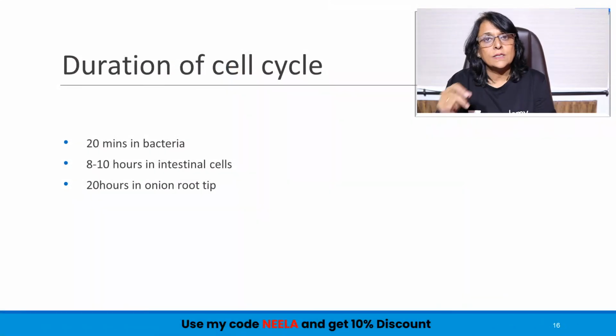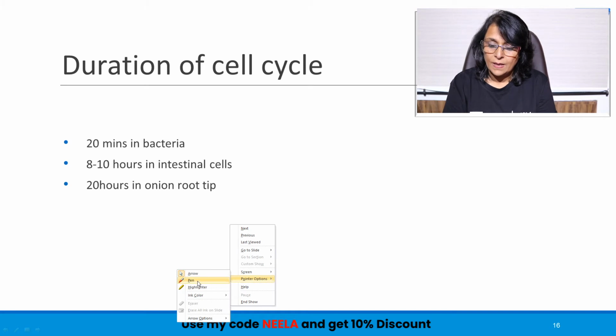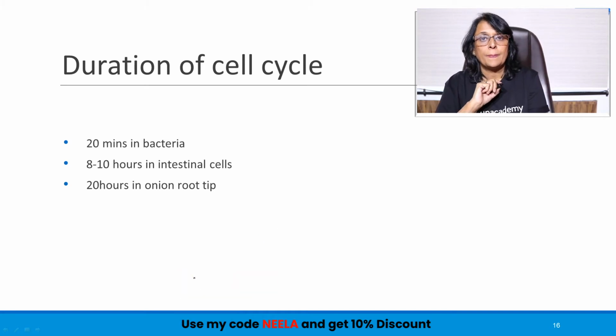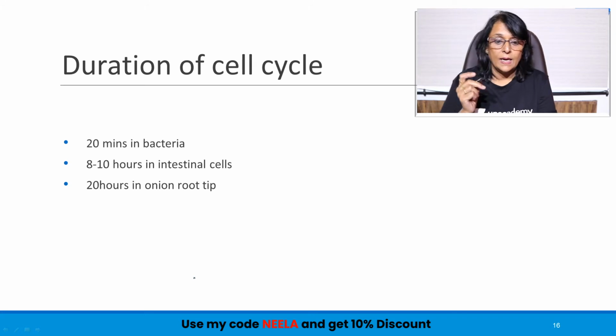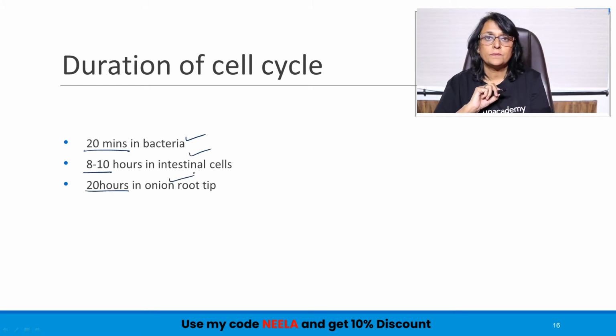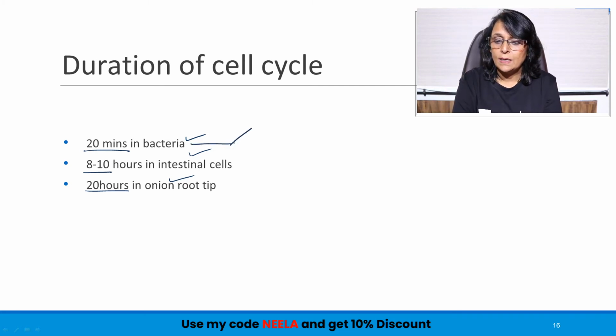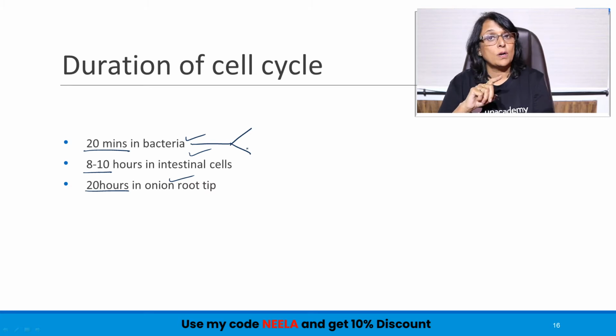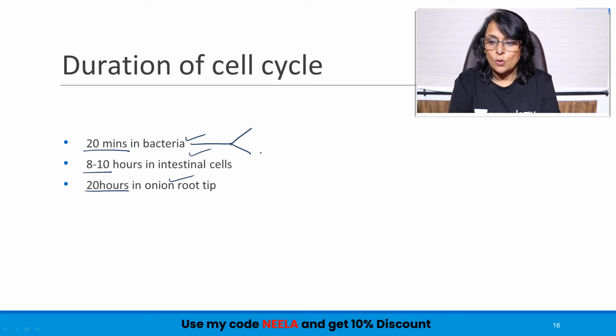How long does the cell cycle last? There are three examples which I give you here. Duration varies. It is 20 minutes in bacteria, 8 to 10 hours in intestinal cells, 20 hours in onion root tip cell. So, depending upon the cell, the timing is going to be different. When we talk of bacteria, in our NCERT it is mentioned that it takes 20 minutes for a cell cycle to get completed, or we can say for a cell to divide. So, 20 minutes to divide.